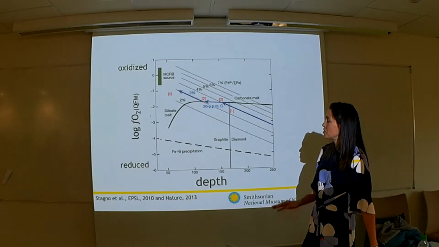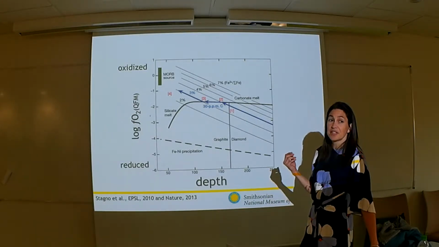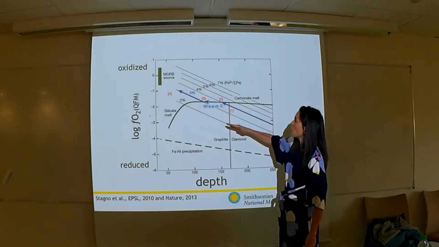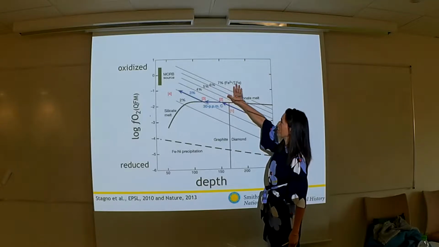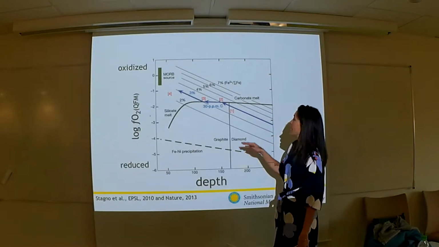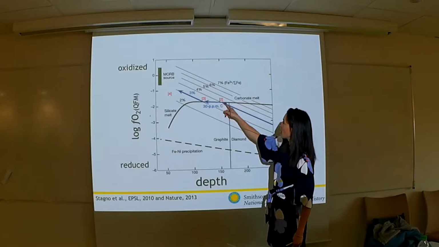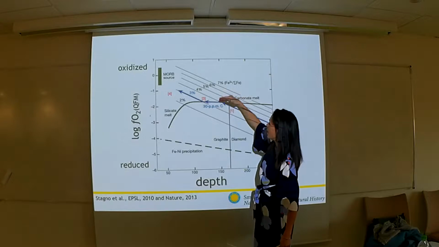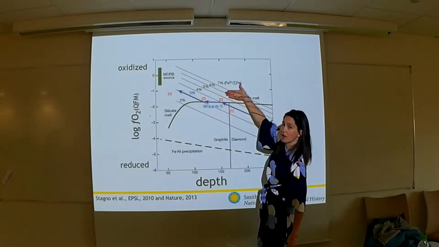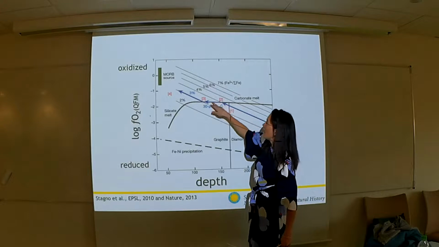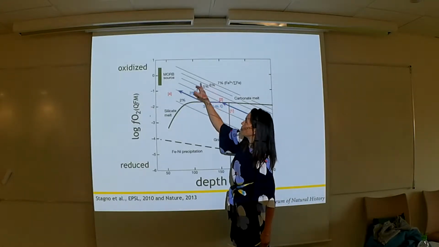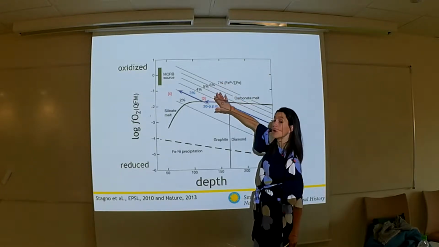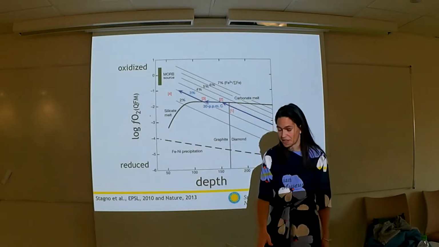This is just to remind you, a study of Stagno et al. 2010 and 2013. They're showing different isopleths for the ferric-ferrous ratio of the bulk mantle, showing that you initiate carbonated melting once you're oxidized enough to hit the graphite to carbonate transition. And which of these you follow, we don't know, because we don't know this for the oceanic mantle. We have a better sense for the continental mantle.